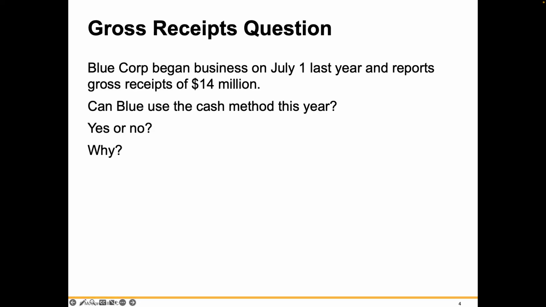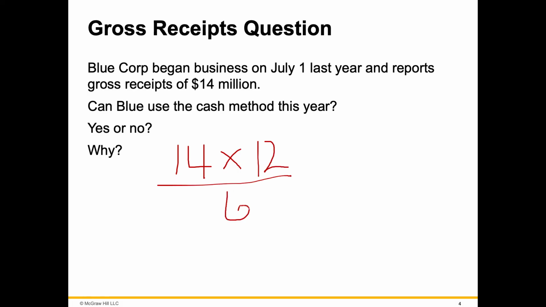So, Bluecore began business on July 1st last year and reports gross receipts of $14 million. Can Bluecore use the cash method this year? Yes or no? Why or why not? So this is kind of what this would look like. We have 14 million, and it's not been a full year. So times 12 months. And then we're going to divide that whole thing by 6.